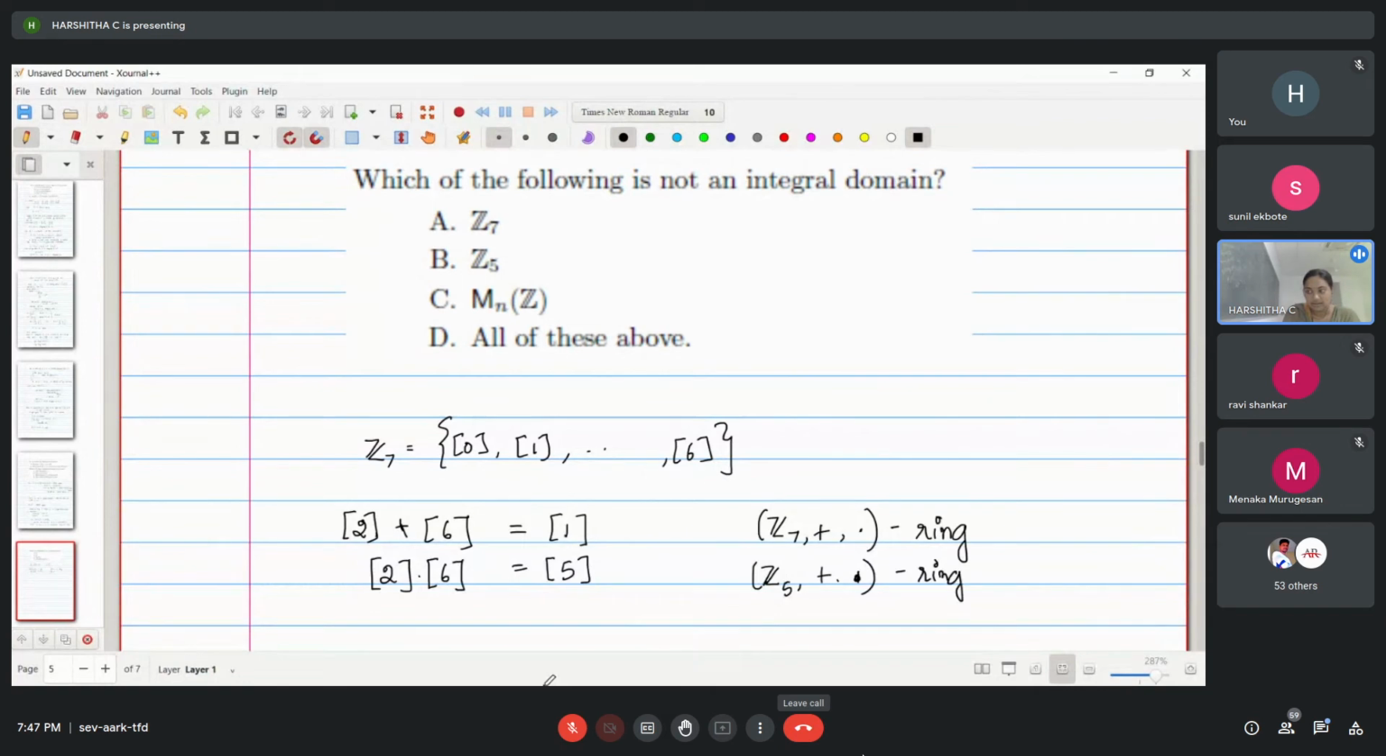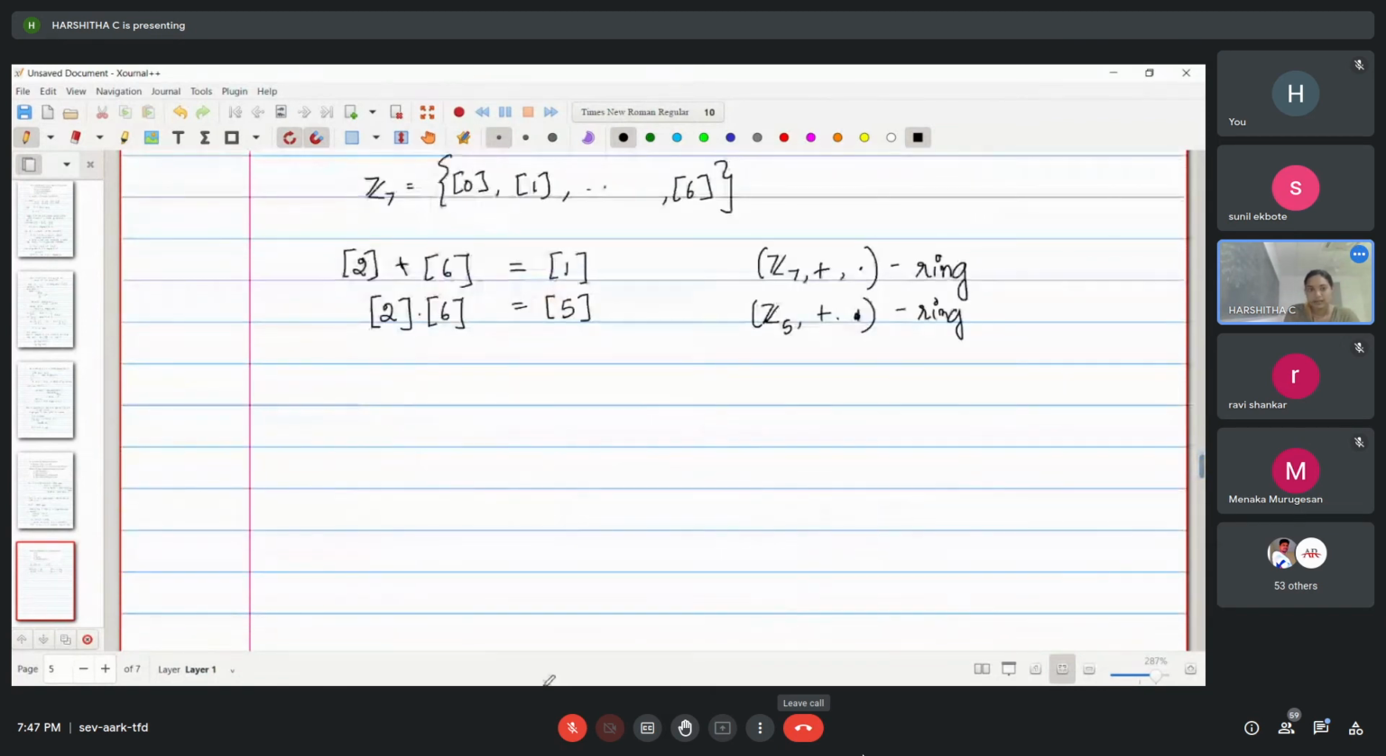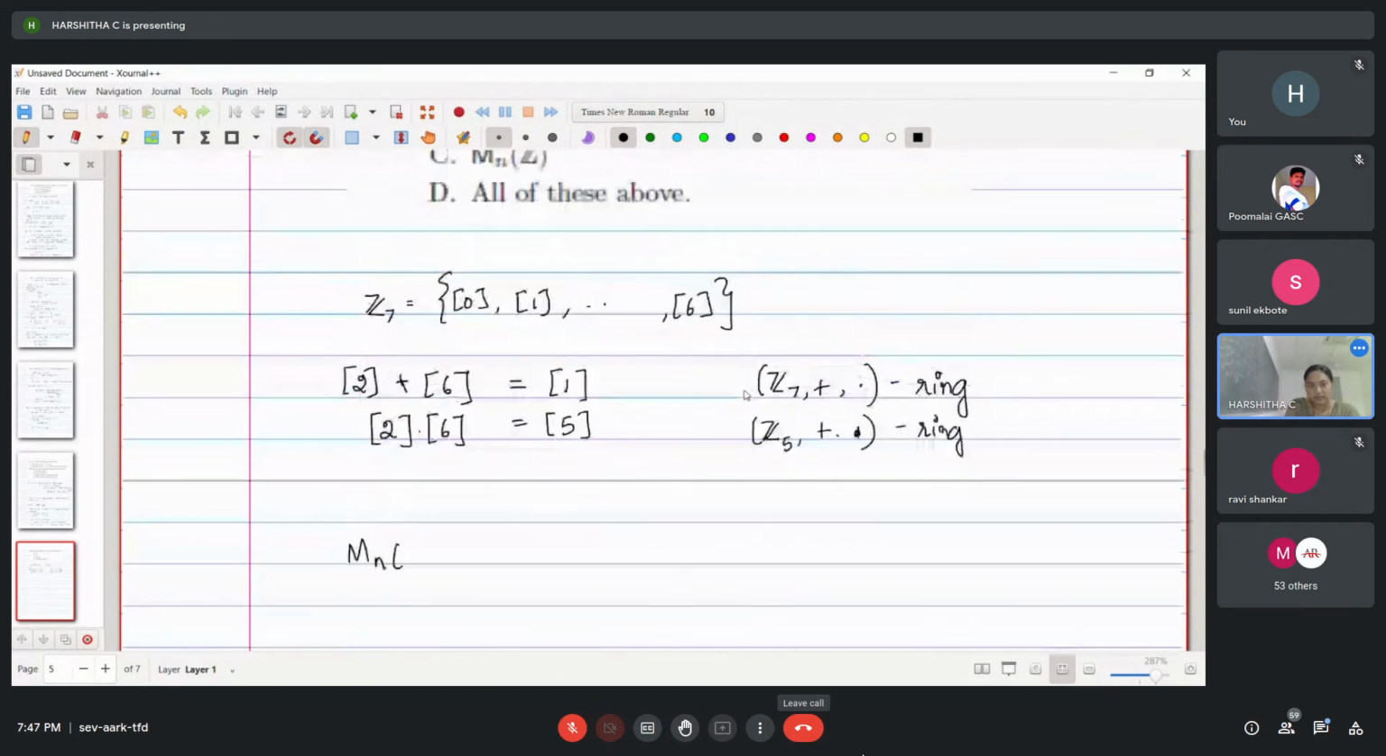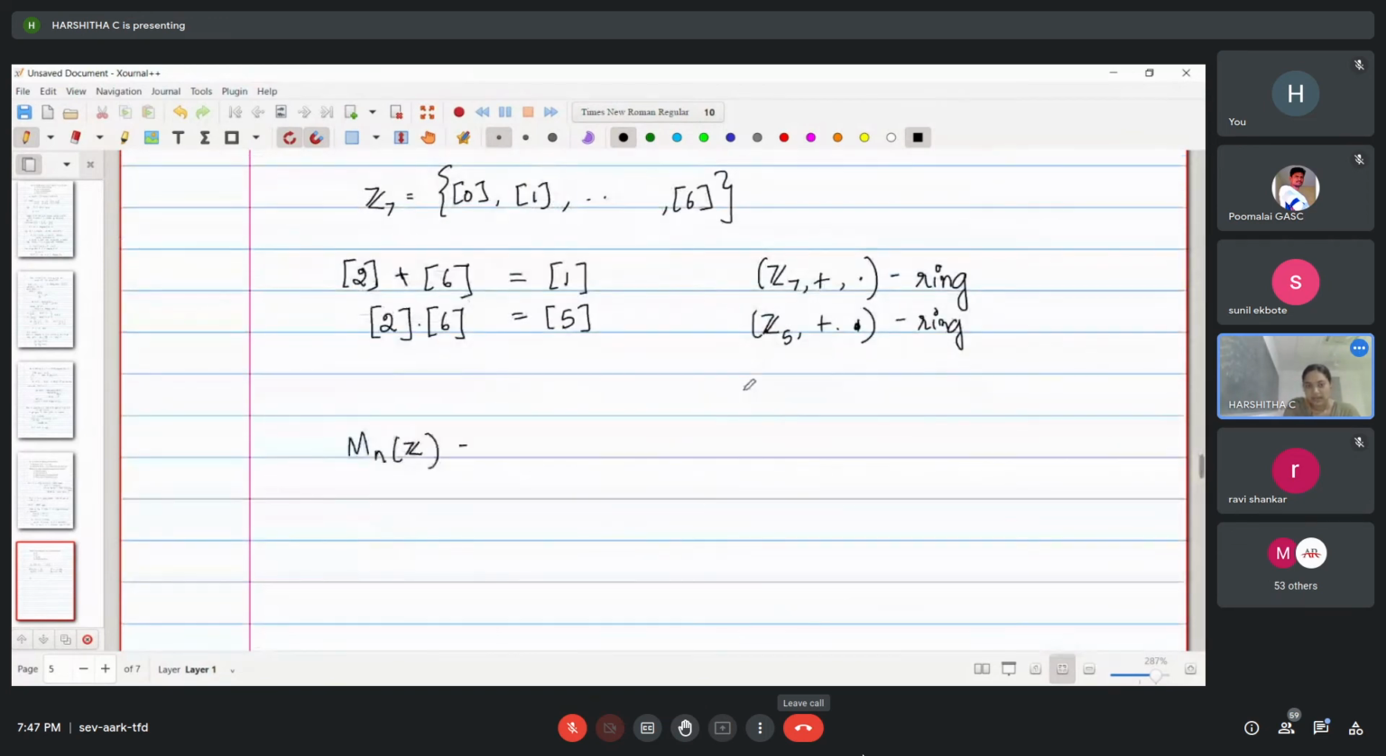And the last one is matrices. So you have matrices with integer entries. Again, the operations here are the usual addition of matrices and multiplication of matrices. So we can check that this also forms a ring. Here the multiplication does not have inverses, but as we saw, for a ring we don't demand that we have an inverse for every element under multiplication.